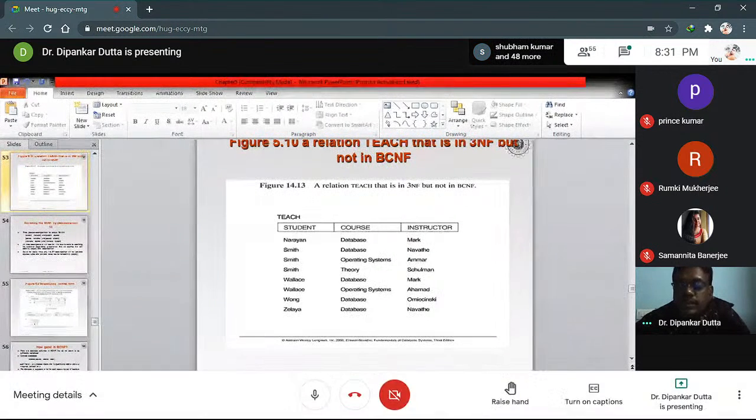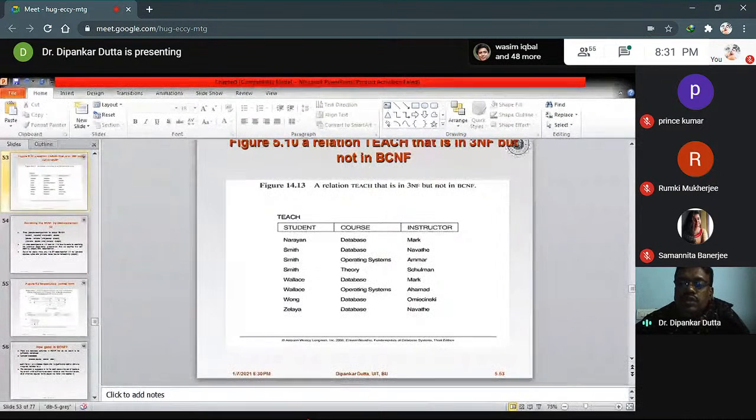No. Repeatedly, what I am telling is: what is the definition of 3NF? At the very beginning, I told you with the example that you have to memorize this or understand this in order to check whether a relation is in 3NF.